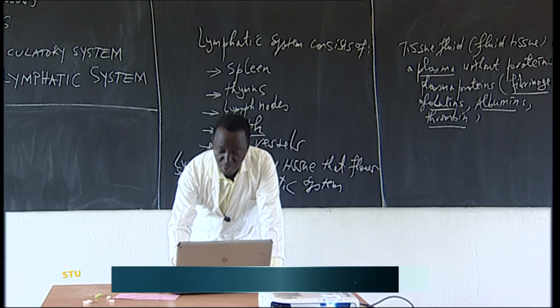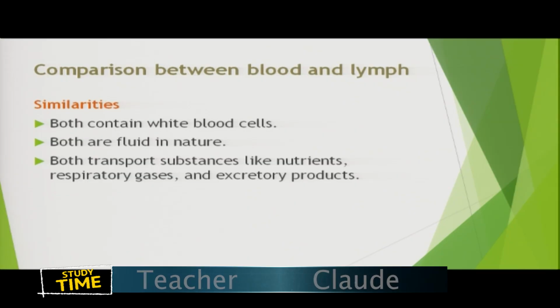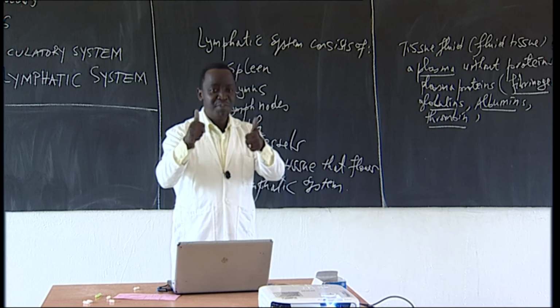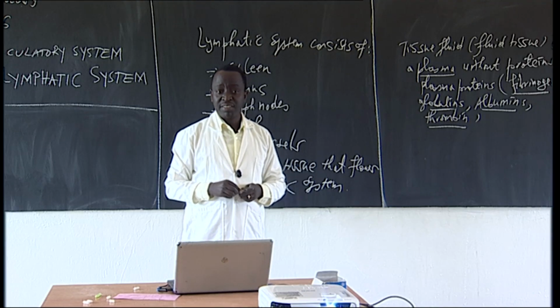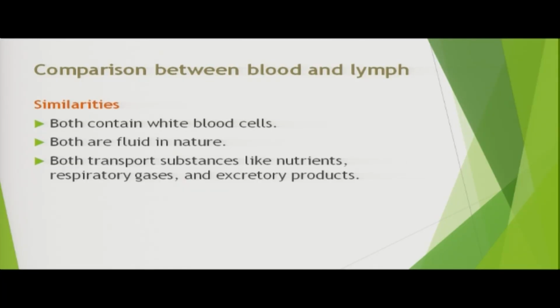Let's go to the comparison of blood and lymph. If we say comparison, what do you understand about that? It is to give similarities and what? And differences. Blood and lymph have similarities. Both are fluid in nature. Both contain white blood cells. As we have said, in the lymph we have these lymphocytes, and also in the blood we have those white blood cells. Both blood and lymph carry what? Carry materials, nutrients, and respiratory gases.